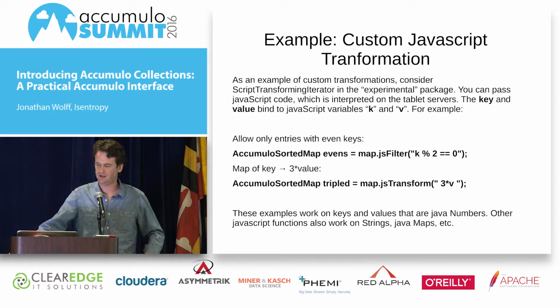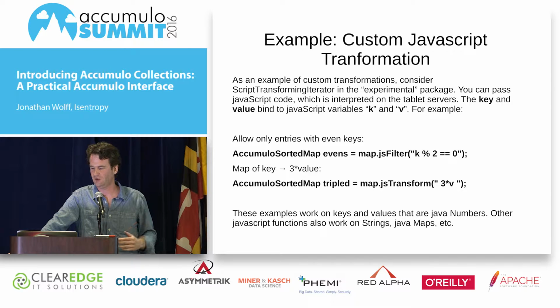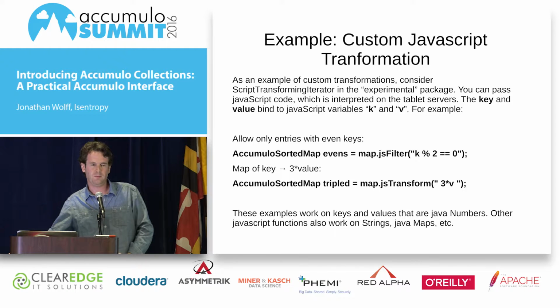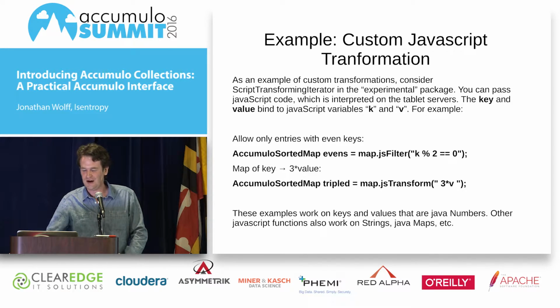And as an example of a custom transformation, I implemented a script transformation in JavaScript. What happens is the key and the value get bound. This uses Java's script engine, by the way. This is built into Java, so you can run it. It would work with other languages other than JavaScript, but JavaScript's what I've implemented right now. The key and value bind to the JavaScript variables key, k, and v.